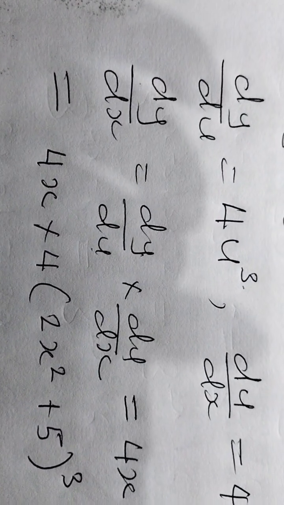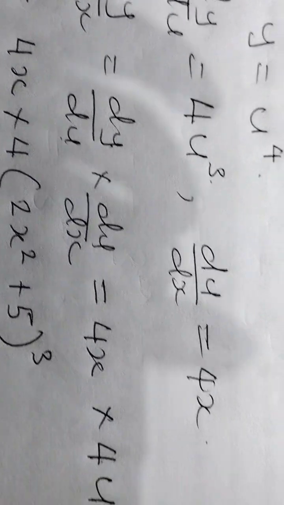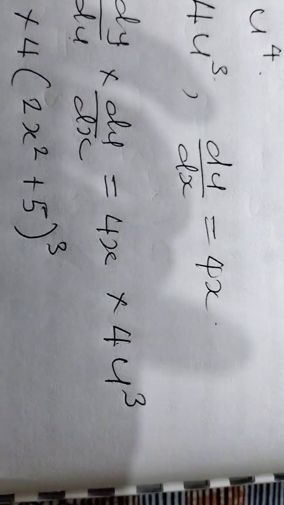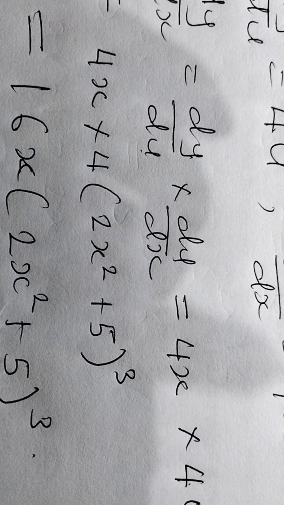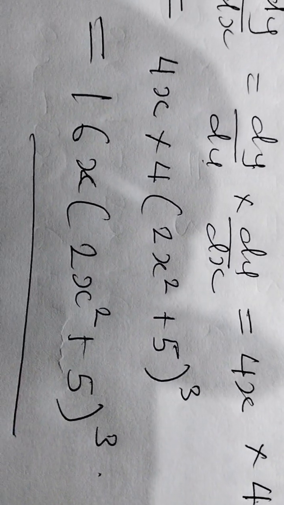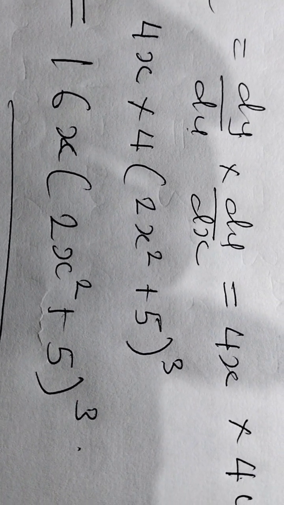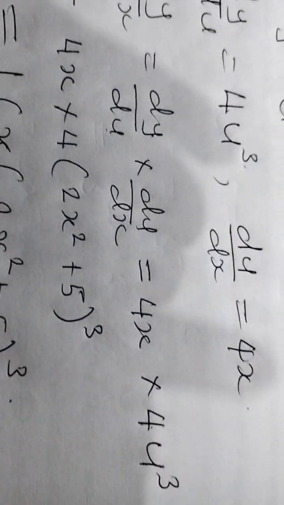Then dy over ds becomes dy over du times du over ds. We'll now multiply 4s times 4 times u raised to power 3. Substituting the actual values, we now have 4s times 4 times (2s squared plus 5) raised to power 3. That becomes 16s times (2s squared plus 5) raised to power 3 as the final answer to the question.